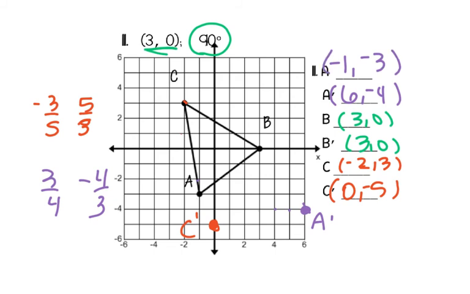So make sure you can write the ordered pairs correctly. You're getting them in the right order. The X comes first and then the Y. And then because this is a triangle in its pre-image, we're going to connect the points in the image. And it should be a congruent triangle.